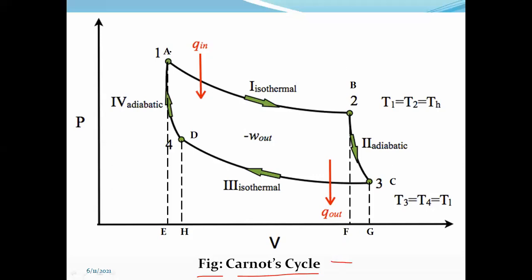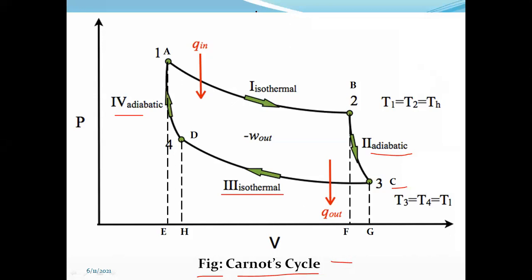And after that, we have discussed A to B, that is isothermal expansion process, B to C, that is adiabatic expansion process, then C to D, that is isothermal compression process, and D to A, that is adiabatic compression process. Okay, so you might be remembering all these things. And now we are interested in the calculation of efficiency of Carnot cycle. Okay, so to calculate efficiency in terms of output and input of the Carnot cycle.